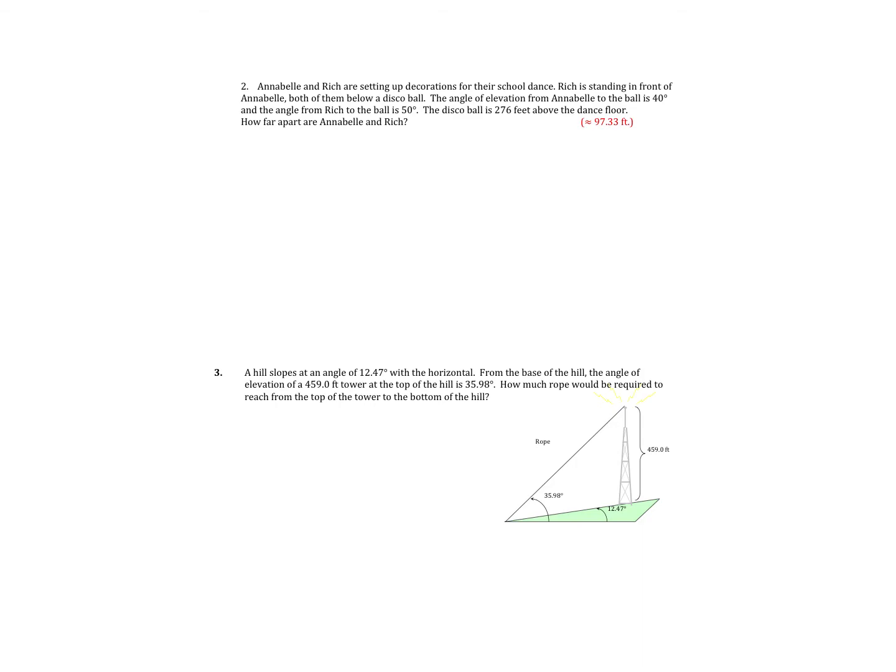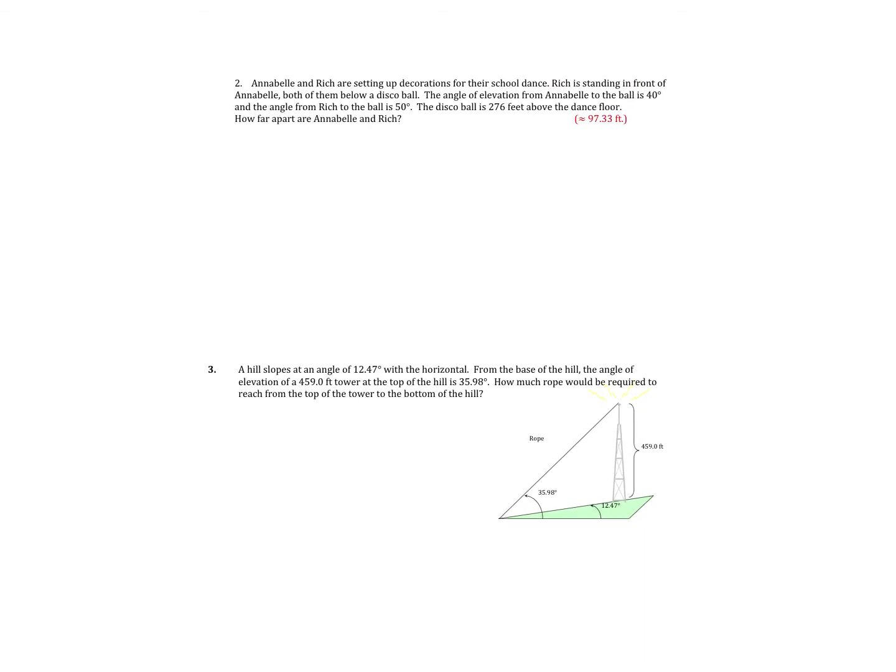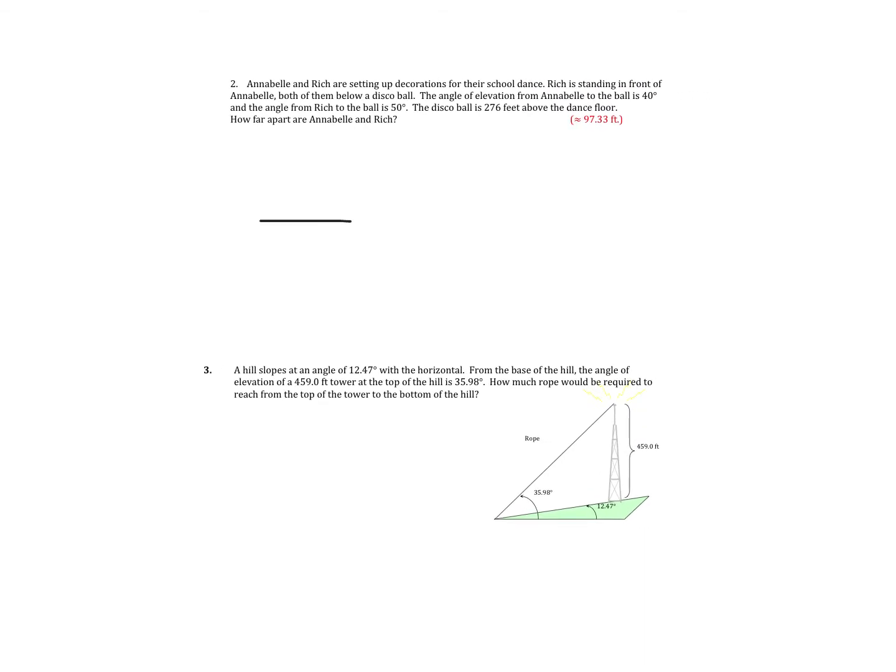All right, so let's draw our picture. We have here a triangle. I'm going to draw a right triangle. The disco ball is up here, right? It's above them somewhere in the gym. Now, if Annabelle is standing here and Rich is in front of her, he has to be somewhere over here.